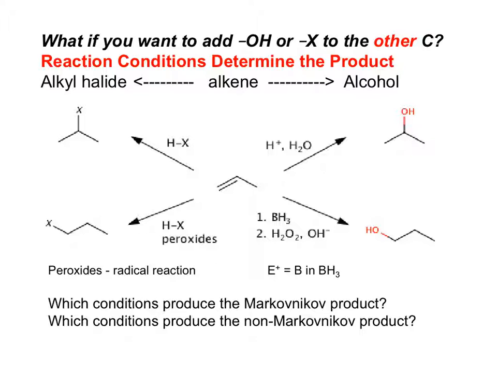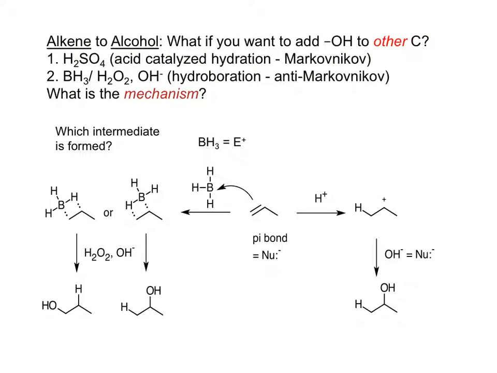We learned earlier that the stability of the carbocation intermediate determines the addition product. If you want to add an alcohol or halide to the other carbon, you have to change the reaction conditions. When you add the alcohol or halide group to the other carbon, that's called the non-Markovnikov product. To add OH to the other carbon, we have to use these conditions. That's called the hydroboration reaction.